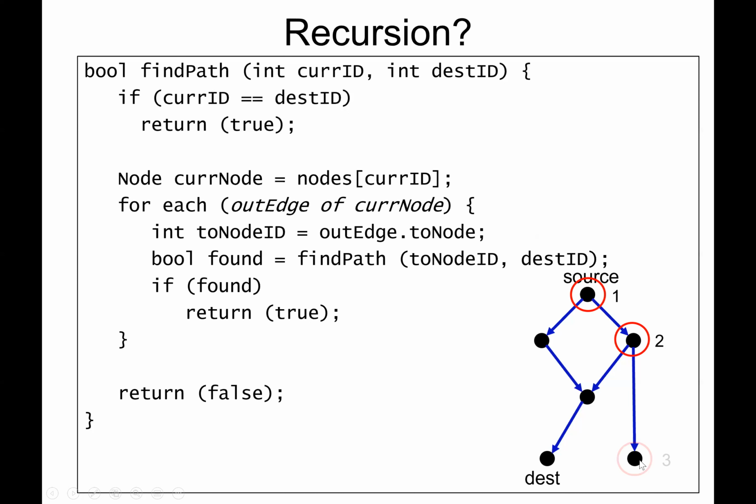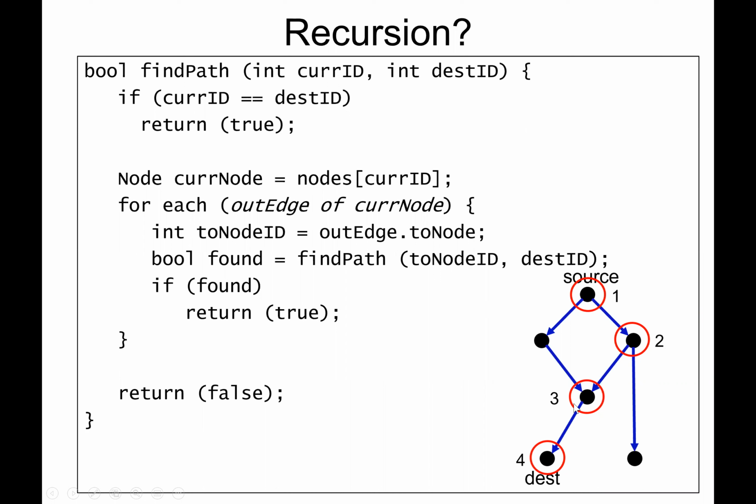So I return false. So now I'm back up at this node. And at this node, I've only gone through the first edge. So I'm now going to go through the second iteration of the loop. I'm going to go to the second edge, find the node on the other side of that. Let's say it's node three. It's not my destination. So I'm going to go look at its edges. And its edge goes to node four, which is my destination. So I finally return true. Okay, so I'll return true.